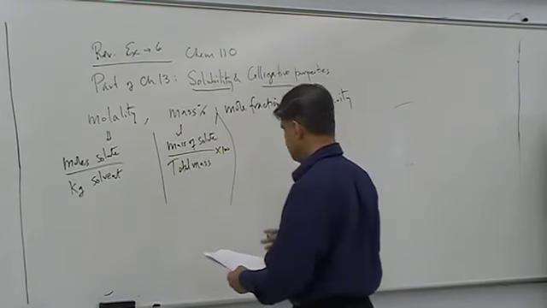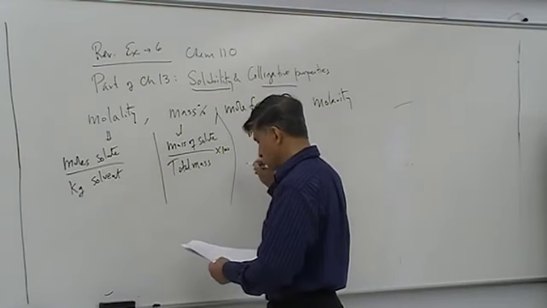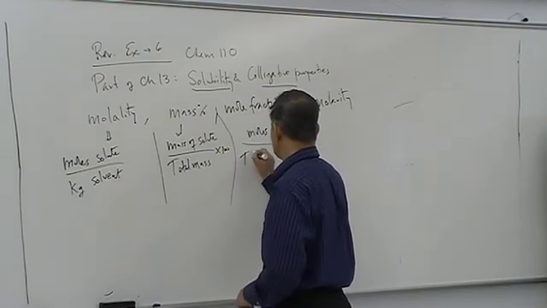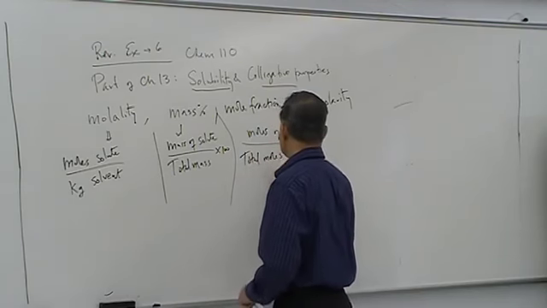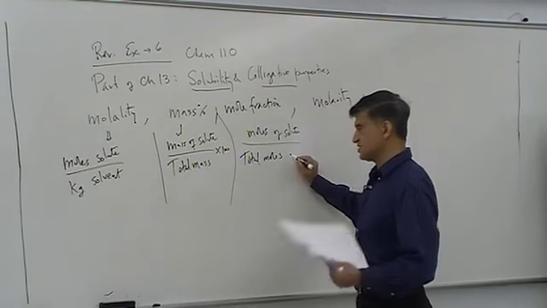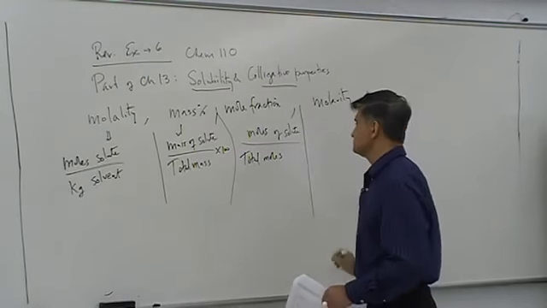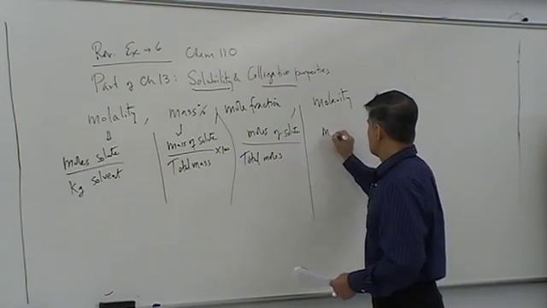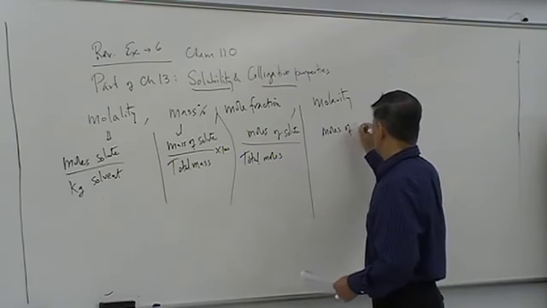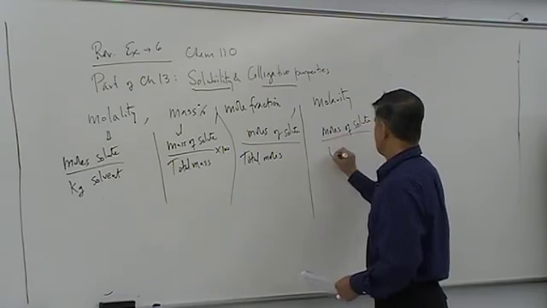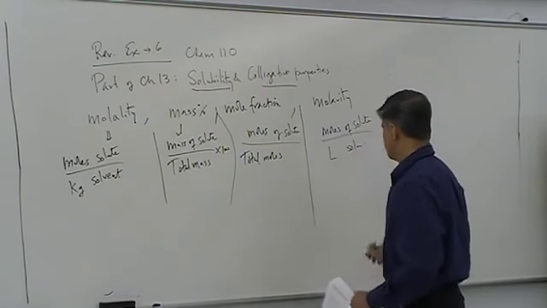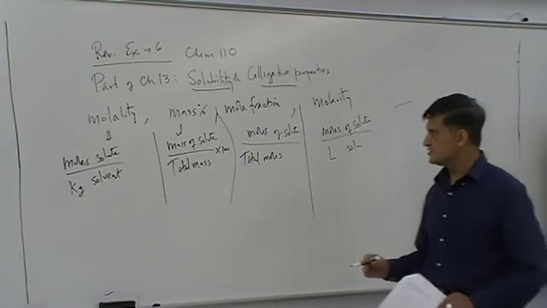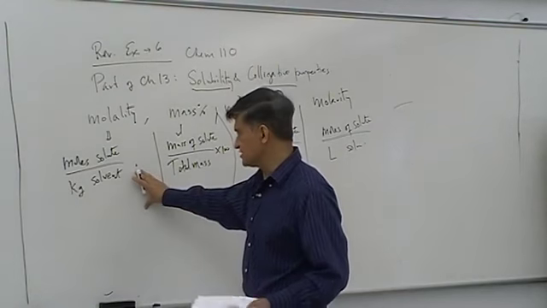Now the mole fraction, that's the number of moles of solute divided by total number of moles. Total moles of solute plus solvent, that means total moles of, say, sugar plus water. That gives mole fraction. And last one is molarity: moles of solute per liter of solution. This is the volume.